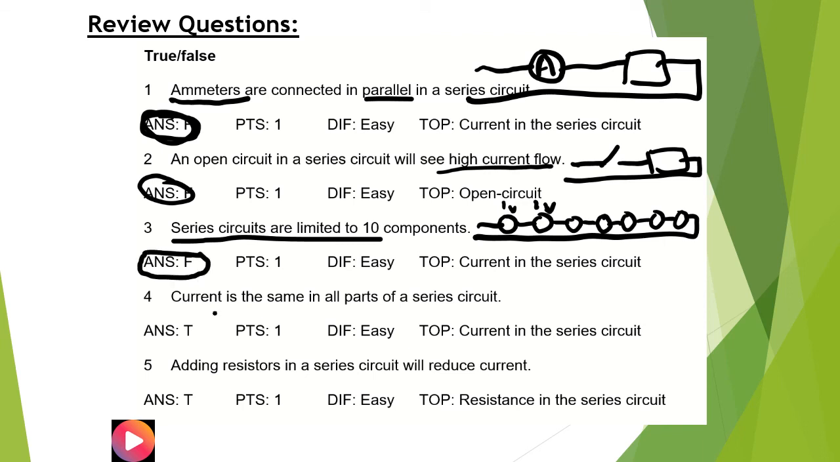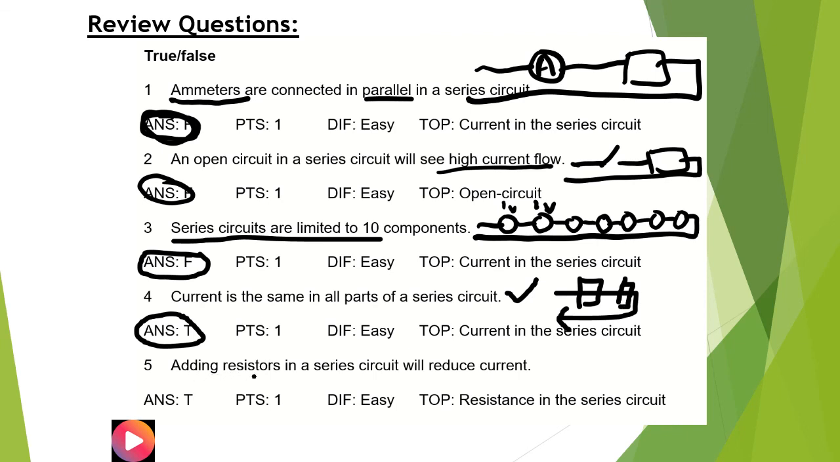Question 4. Current is the same in all parts of a series circuit. That should be true, and there it is, because we know, as we've explained earlier, that the current in a series circuit is constant. In other words, the current flowing in a series circuit always flows through all the components. Every component has that current flowing through it. Anyway, we explained that earlier.